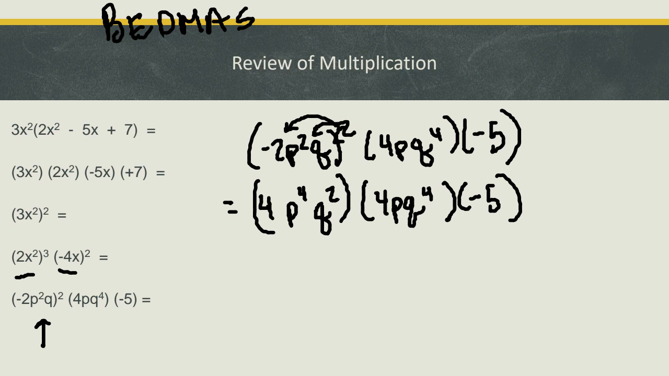So now I can just multiply my 4 times 4 times negative 5. So I think that's 80. Let me just check. 4 times 4 times 5. Yeah. So negative 80. P, I have 4 plus 1, I have 5 P's. Q's, I have 2 plus 4, I have 6 Q's. And that is my final answer. There's nothing else I can do there.